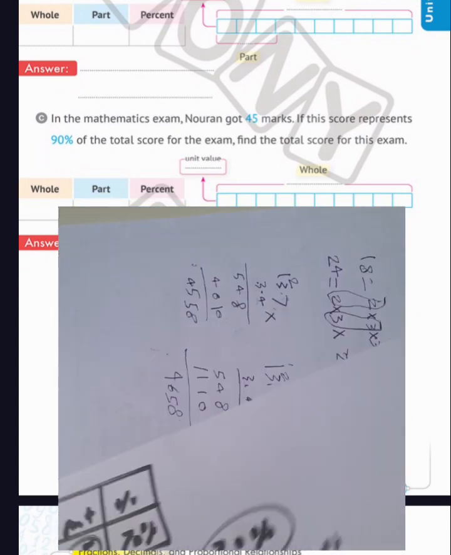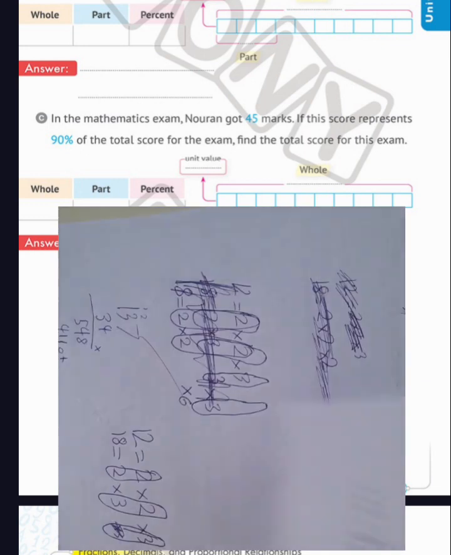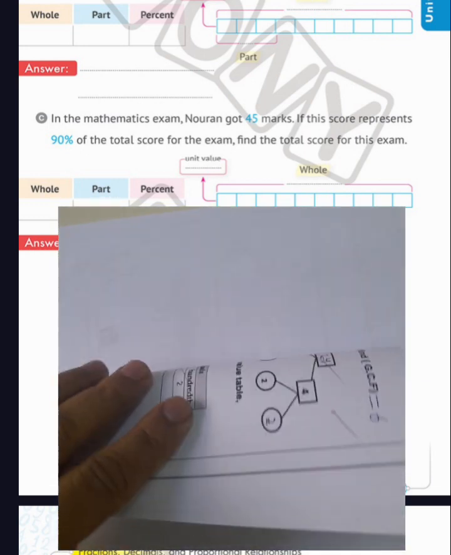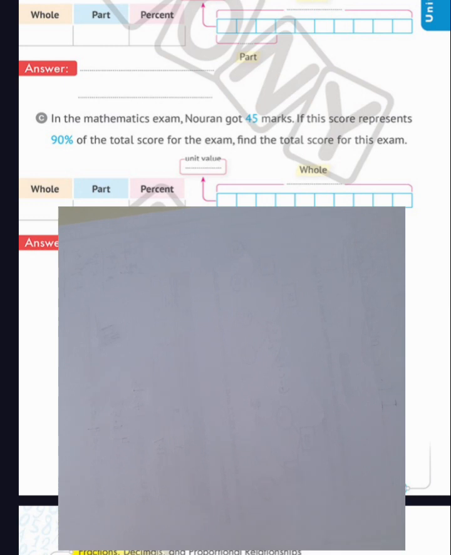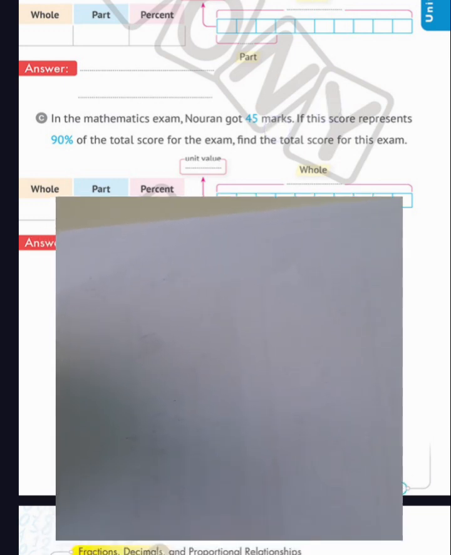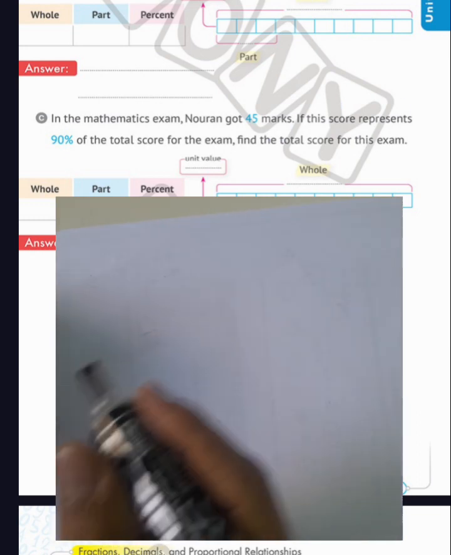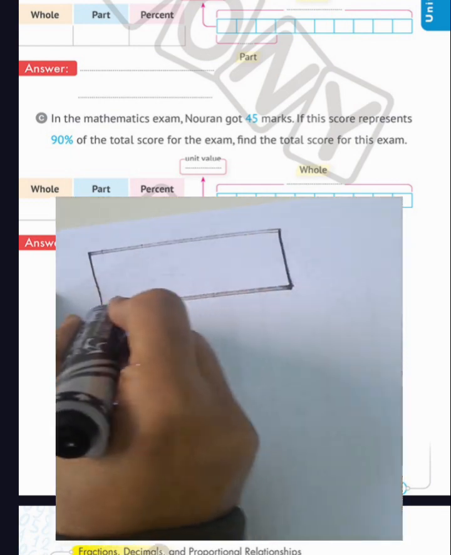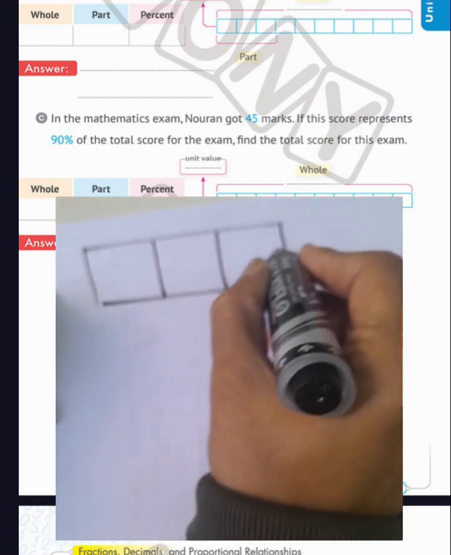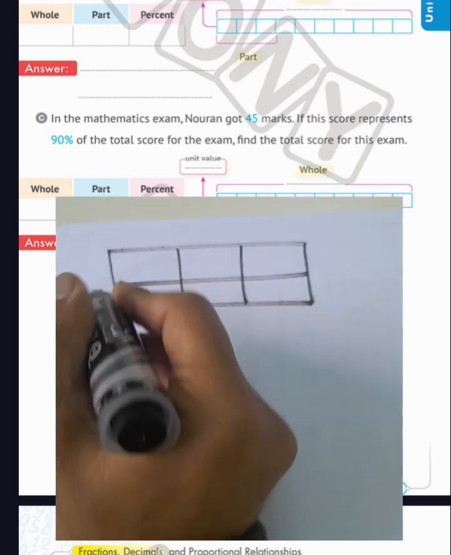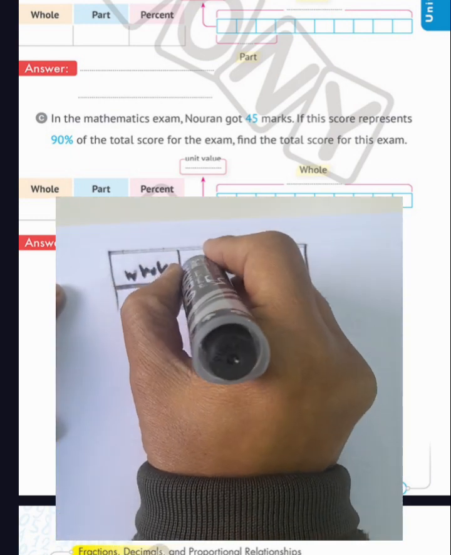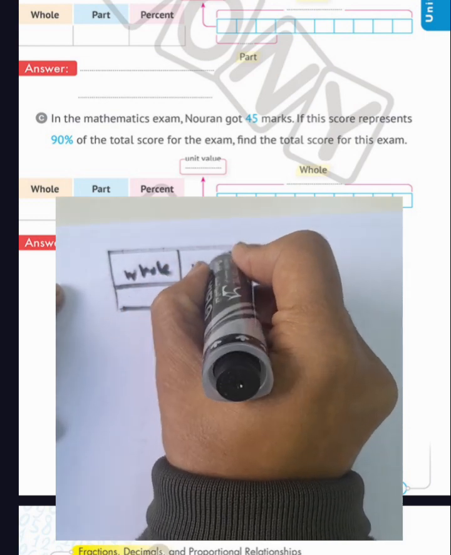Question letter C. In the math exam, Nuran got 45 marks. If this score represents 90%, find the total score. Okay, we want to find the total. Like this example, we will draw a tape diagram. Write the whole here, and right here the part and the percent.